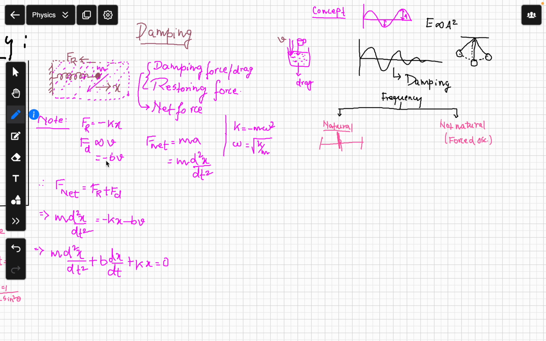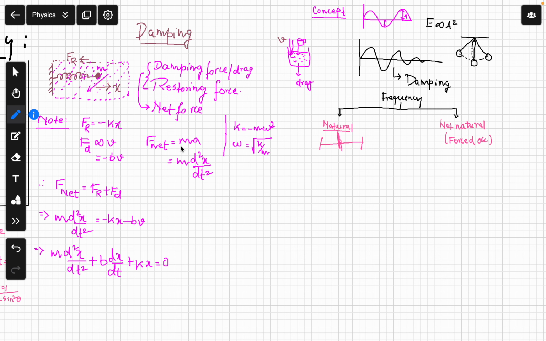That's why there is a minus sign. And we have to bring in a constant. Let's bring in a constant and name it b. That's it. So you've got minus kx minus b, and then we have the net force. The net force acting on the system is mass into acceleration, and acceleration is nothing but m into d2x by dt square.